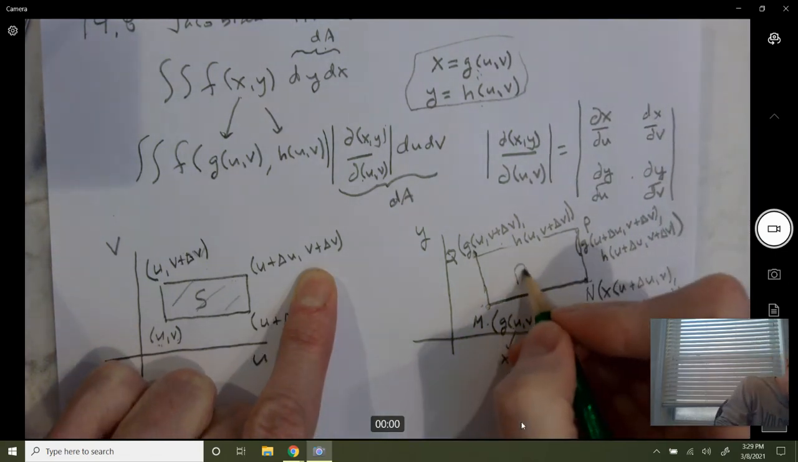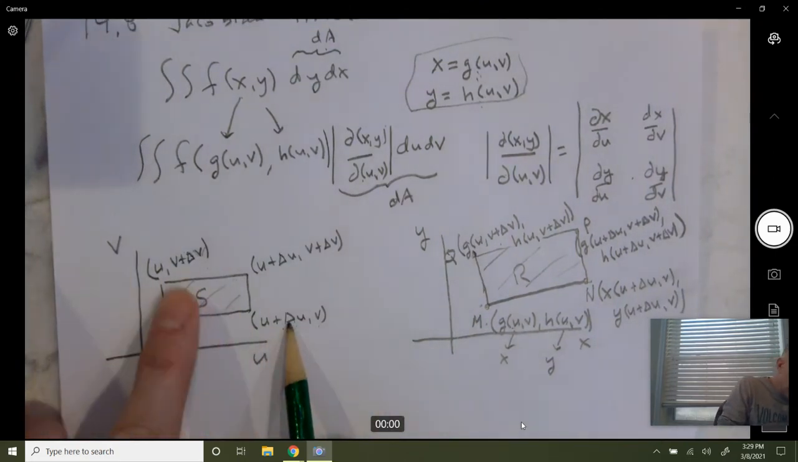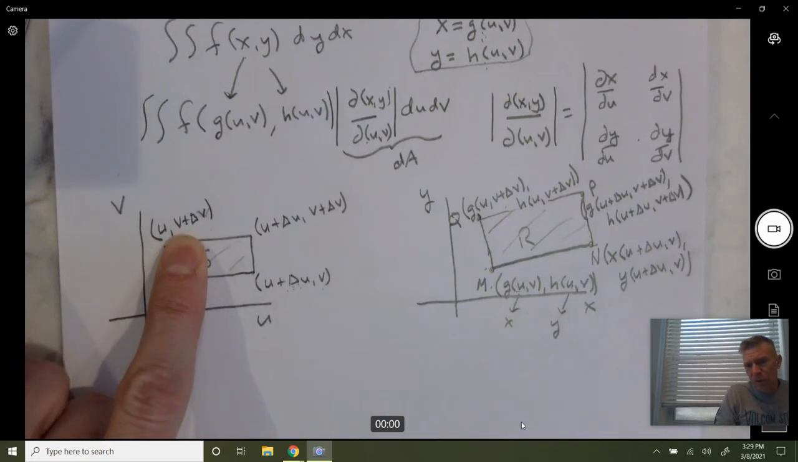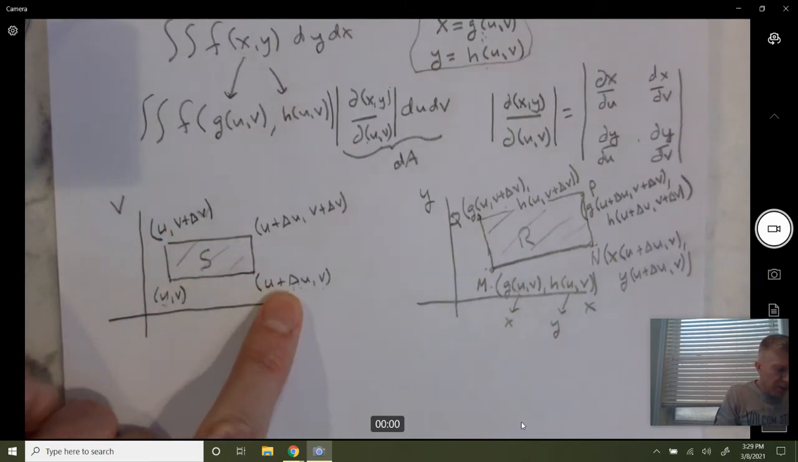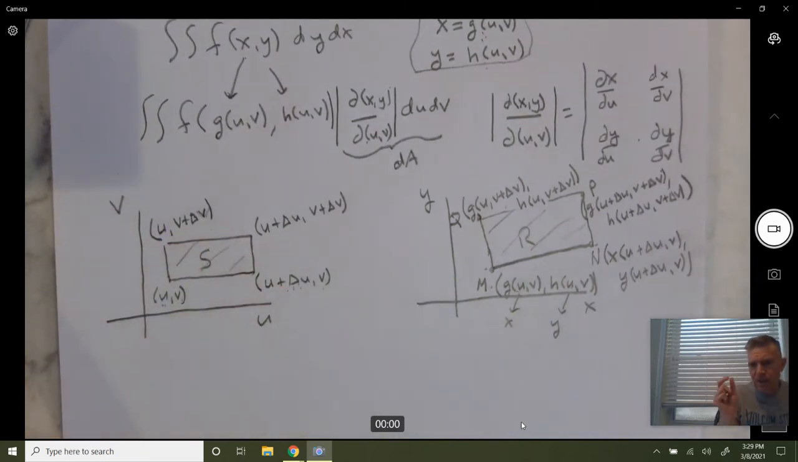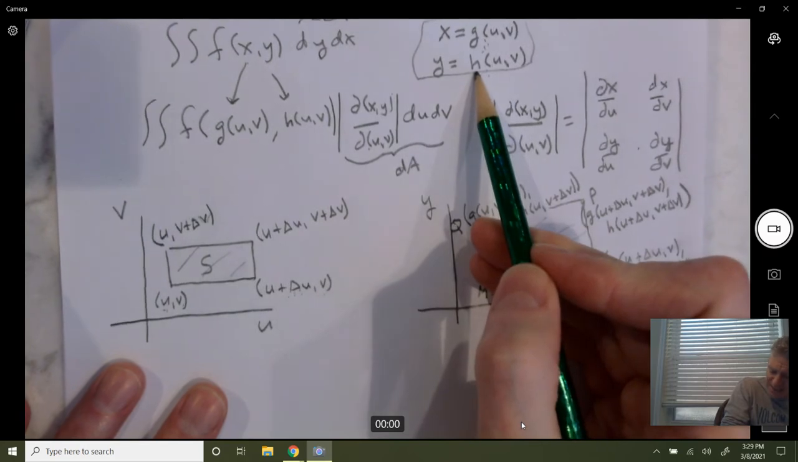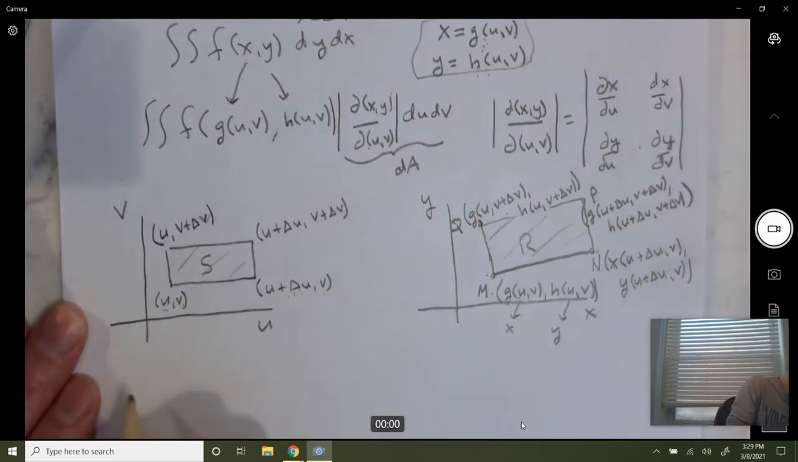Okay, and this is our new region R. Now we're assuming this delta U and this delta V are ultimately going to be infinitely small. They're going to become a du and a dv. But right now, for our purposes, we're thinking of them actually having a really small value. And remember, these partial derivatives exist, and we want to know what they are, because this is going to come in handy later.